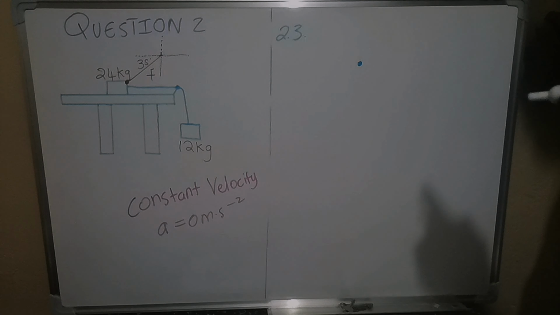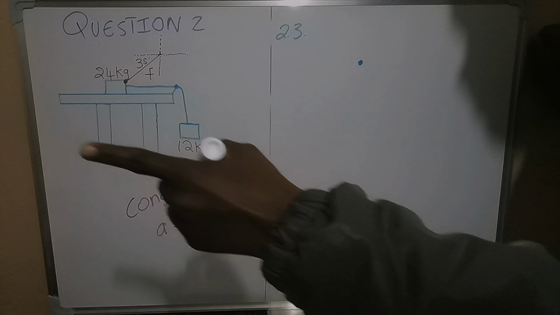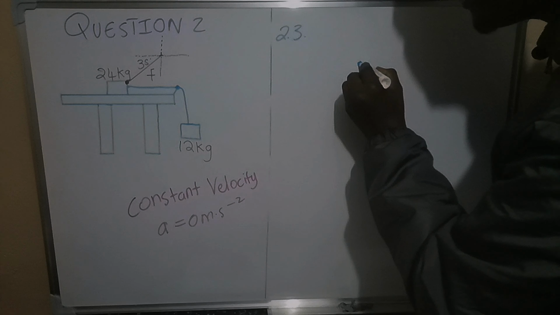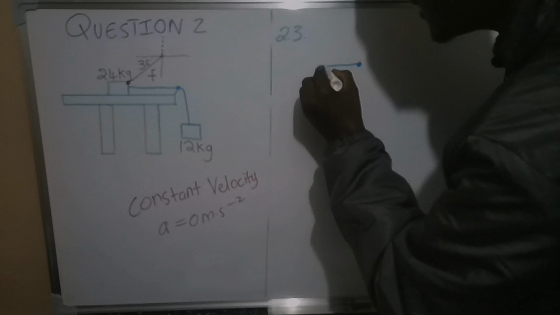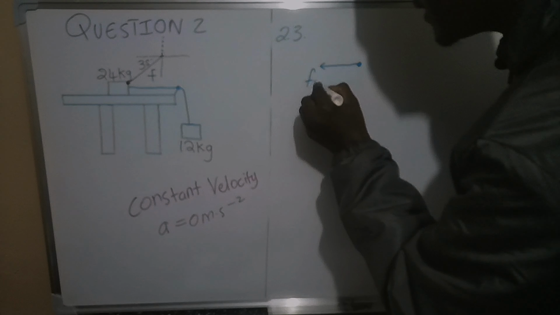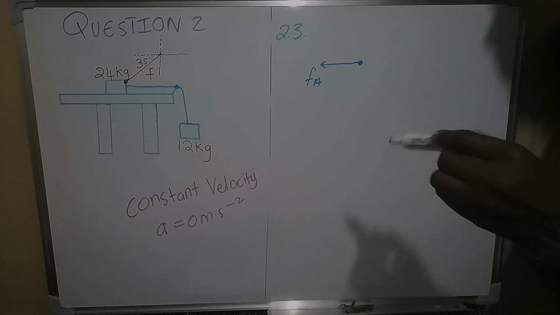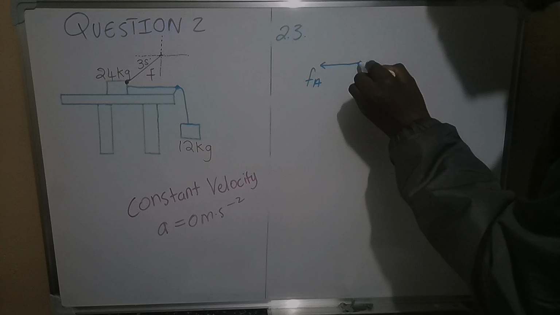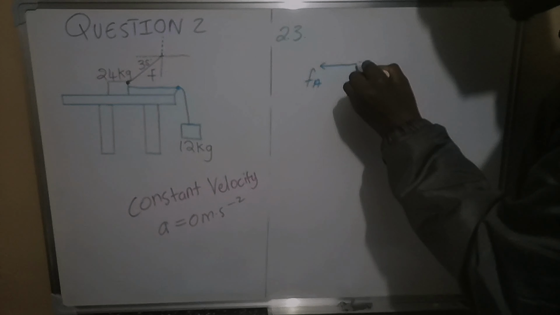And they said to you, the object is moving to the left. That means our F applied is to the left. F applied. And here, now remember, friction is involved. This frictional force is there. That means frictional force opposes the motion, so it's to the right.